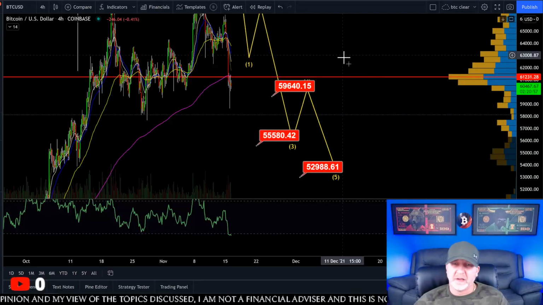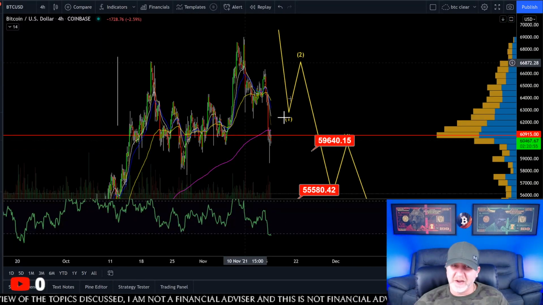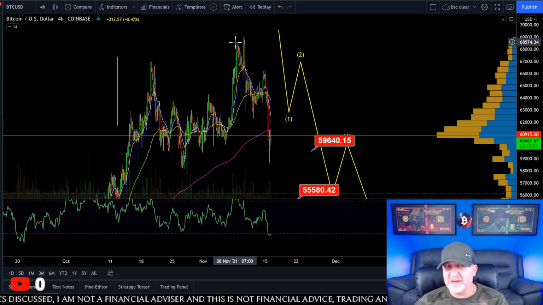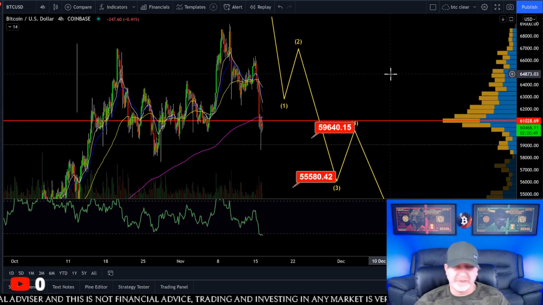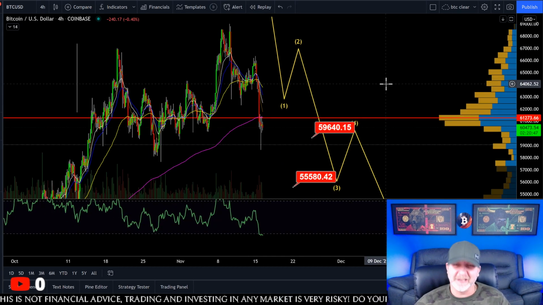Now, and again, this is on the smaller time frame. These are 5 waves, but it's 5 waves of wave 1. I hope that makes sense to you. I don't know how else to explain it. It is what it is.